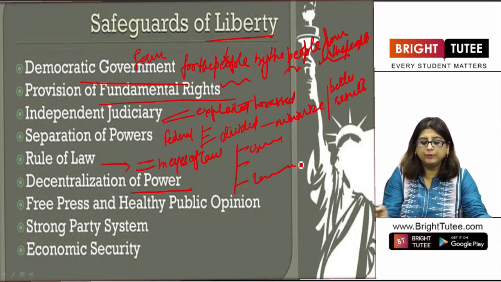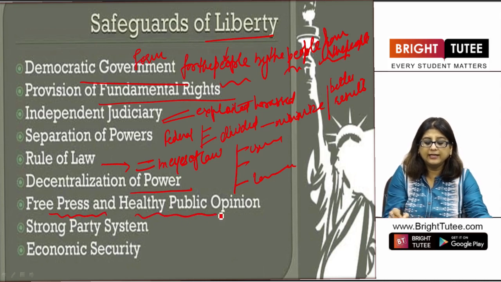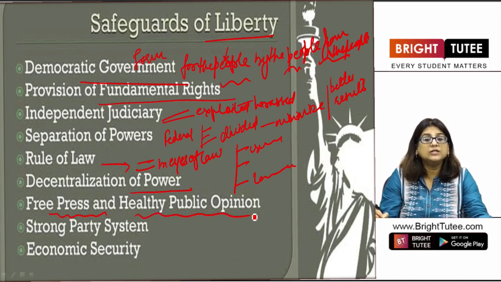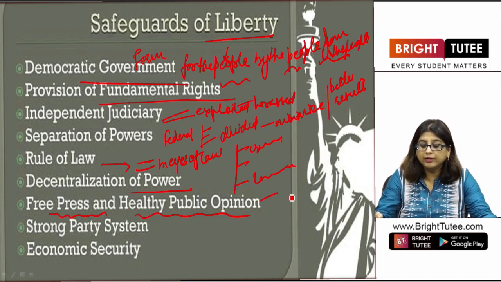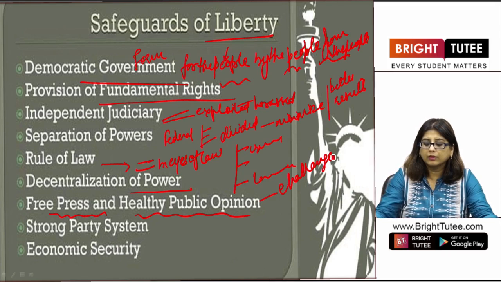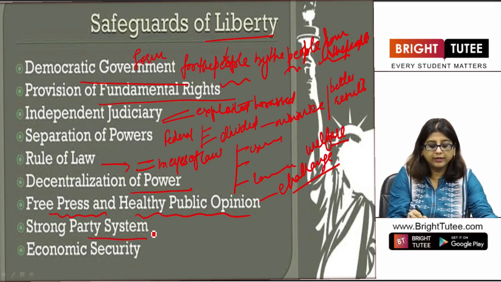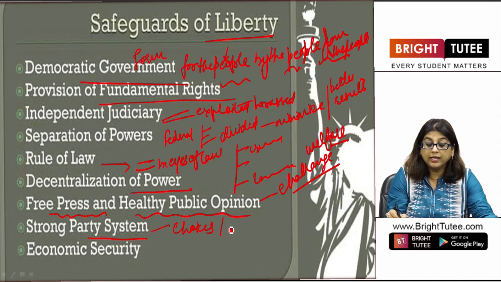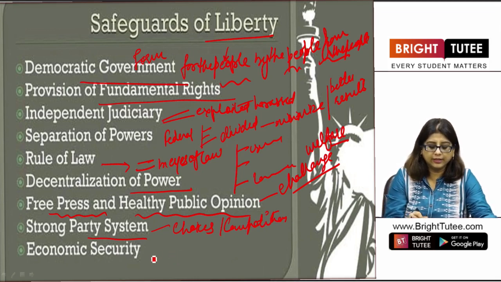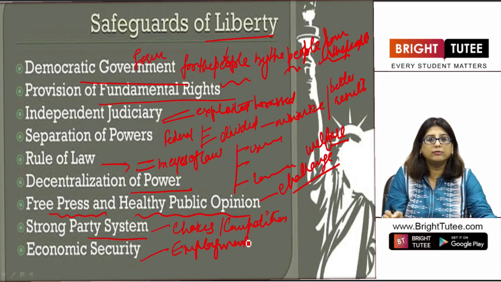Free press and healthy public opinion, that means people can express and they can have their public opinion as well. And this is very important, because this is a kind of challenge for the government to improve its mistakes or to improve its policies for the welfare of the citizens. Then strong party system. It gives you choices. It gives a healthy competition as well. And people do change their strategies to prove them the best. And economic security. That means the opportunities for employment and education make you economically secured.